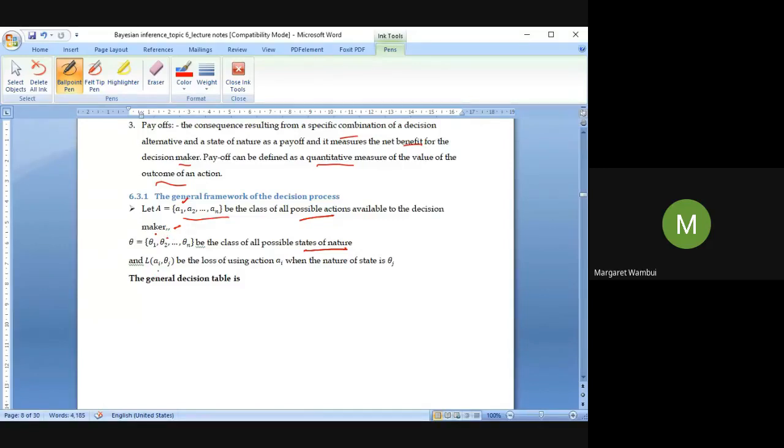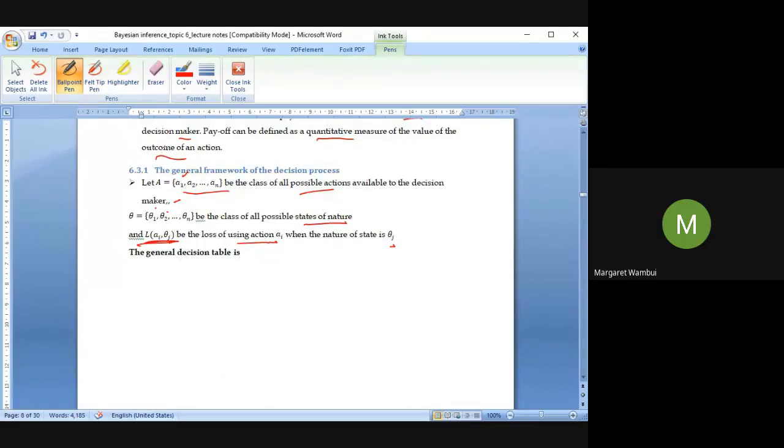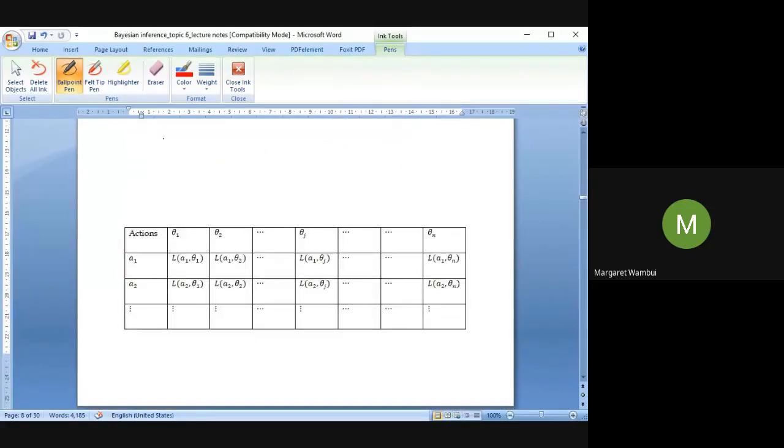Let L(a_i, theta_j) be the loss using action i when the state of nature is theta j. That is a combination of, I did not carry an umbrella and it rained. So what is the loss here? I became wet because I did not carry an umbrella, it rained. Or I carried an umbrella, it did not rain. Or I carried an umbrella and it rained. That is now what we are calling the loss of using action i when the state of nature is theta j. So the table is just as I have demonstrated there.